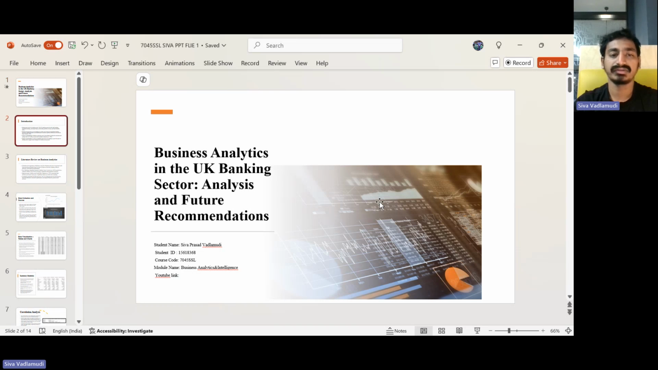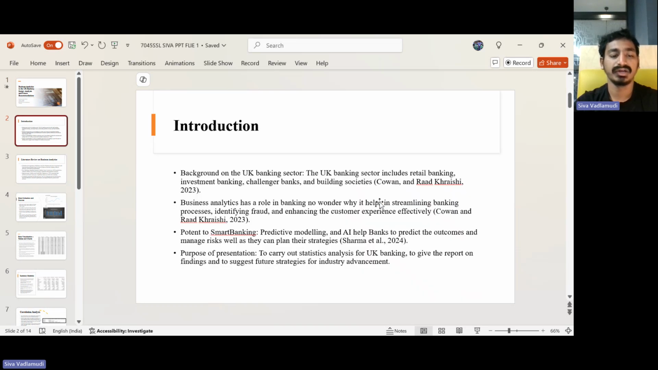It is about the banking sector. Introduction: the banking sector is a key sector of the economy, with retail investors and challenges for the banks in the UK banking sector. There are three applications of business analytics in banking: streamlining processes, identifying fraud, and improving the customer experience. Analytics forms the basis of decision making in the UK banking sector. Some findings and recommendations for further industrial growth are presented in the presentation.